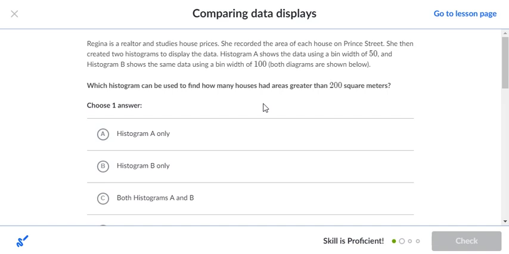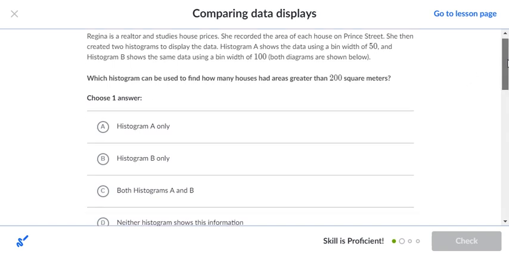Regina is a realtor and studies house prices. She recorded the area of each house on Prince Street. She then created two histograms to display the data. Histogram A shows the data using a bin width of 50. Histogram B shows the same data using a bin width of 100. Both diagrams are shown below. Which histogram could be used to find how many houses had greater areas than 200?